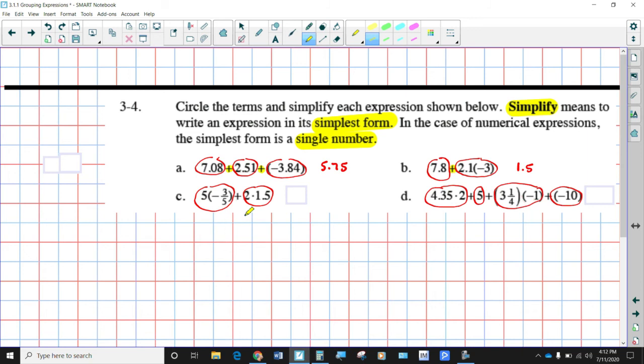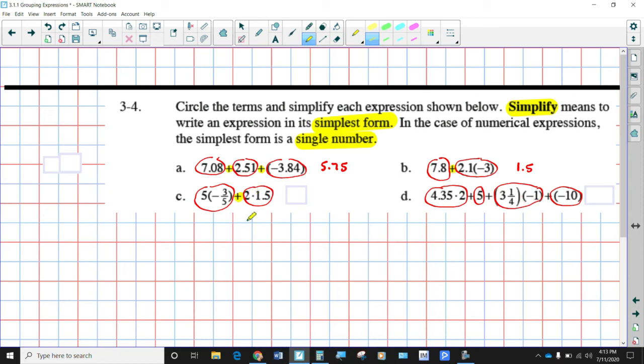Here, you've got 2 terms, just like you had for problem B, where you've got this multiplication problem. Once again, that minus sign is attached to the 3/5, which is part of a multiplication problem. And then once you figure out what 5 times -3/5 is, then you can add that to this multiplication process.